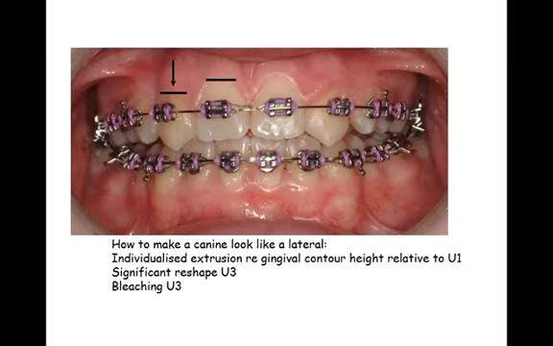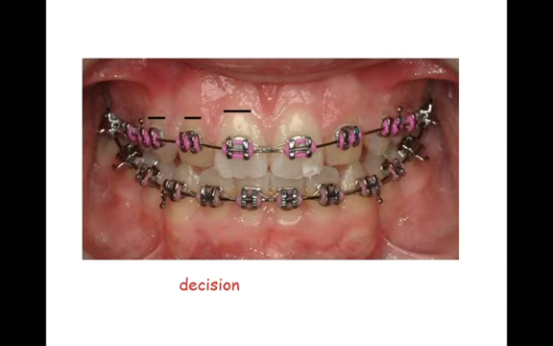So if we decided to do a space closure, which means that the canine has to look like a lateral incisor, what do we have to do for it? First, we have to extrude the canine. When we extrude the canine, the gingival margin will follow. So now we will have a gingival margin of the central incisor, then the canine, which will be a future lateral incisor, will be 1 millimeter more gingival because we extruded the tooth. Then, after we extrude the canine, we have to trim this canine to look like a lateral incisor.